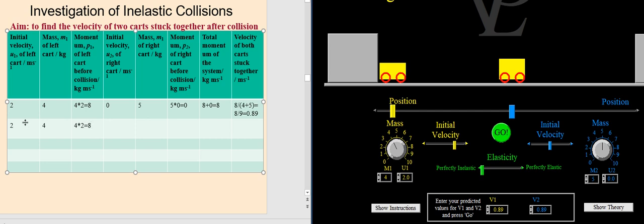But now the right hand cart we're going to give some velocity to. So we're going to set this as 1. Initial velocity of the right hand cart as 1. And the mass of the right hand cart we're going to keep the same as 5. So this time both the carts are going to have momentum. The left hand cart has momentum of 8 and the right hand cart has momentum of 5 multiplied by 1 this time, which is equal to 5. So the total momentum of the system this time is now 8 plus 5, which is 13.